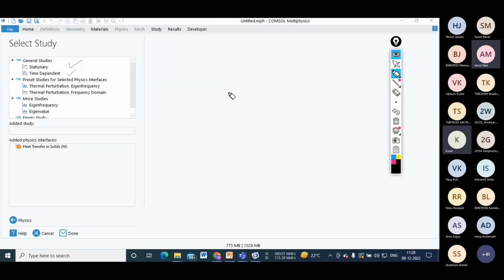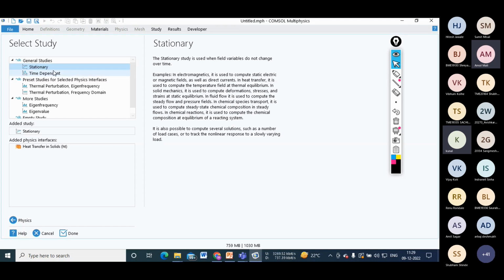For example, if your heat is moving from one side to another, and continuously heat is moving from one end to another end with respect to time, at that time you need to use time dependent. मतलब with respect to time यदि आपको study करना है तो you have to use time dependent. And if your heat is not flowing with respect to time, at that time you can use the stationary.